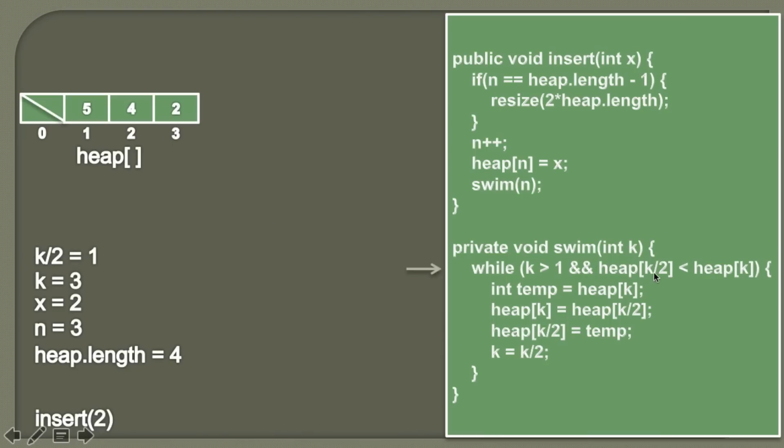So here the parent is at index 1 and the child is at index k, which is 3. We'll compare these two values and check whether the parent value is less than the child value or not. Here you can see 5 is greater than 2. Therefore the condition in this while block comes out to be false.